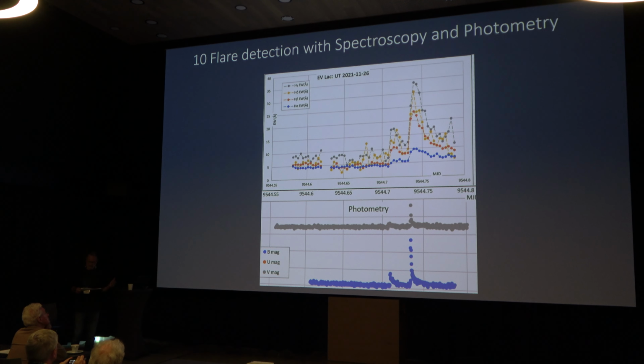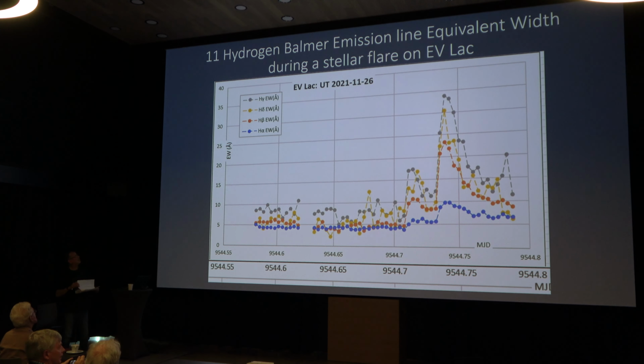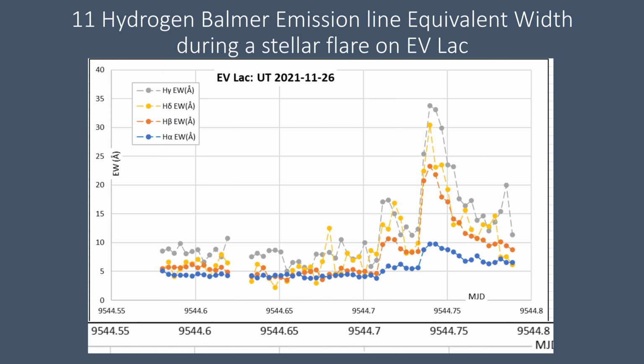It says here in the subnotes, which you can't see, the careful viewer may see a small time offset where the flare peak in spectroscopy lags the peak in photometry. Right, so we've got the hydrogen Balmer emission line equivalent width during the stellar flare in EV Lac. So we're using equivalent width on the x-axis running along here.